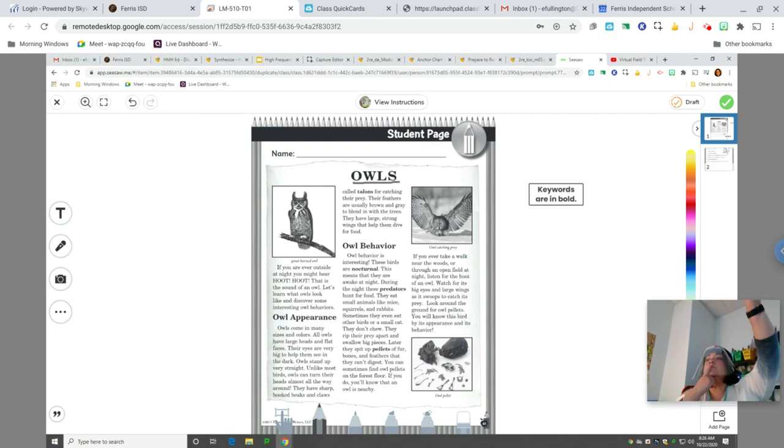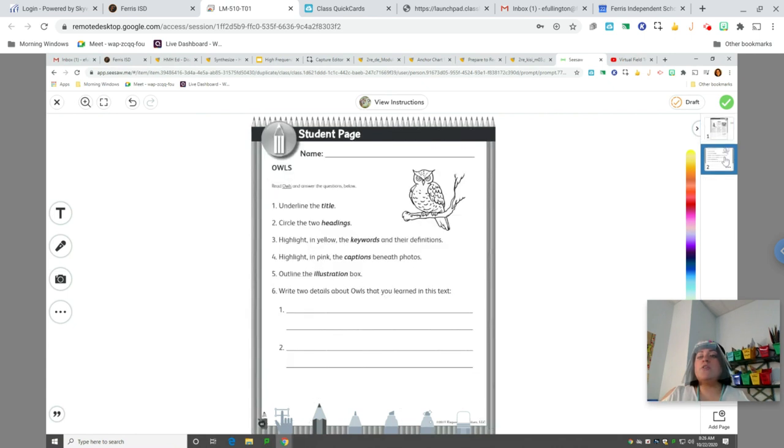I'm ready for number 4. Underline what? We're following directions. All right, we're ready for number 2. Omar, do you want to read number 2?